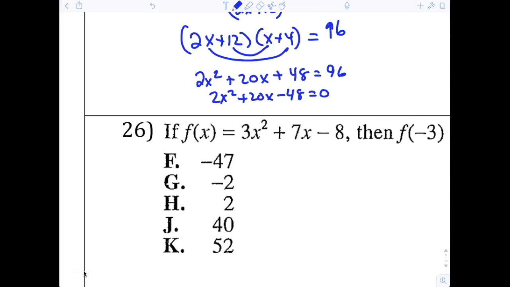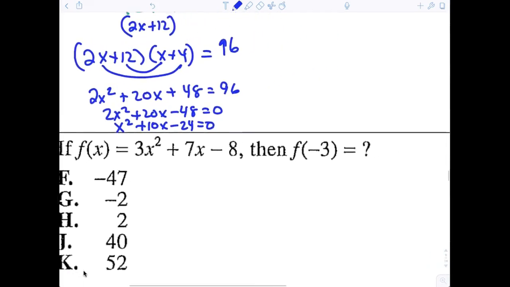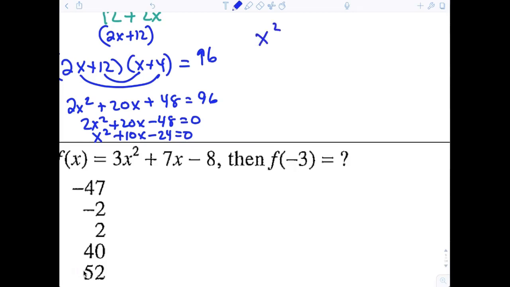Dividing by 2, x squared plus 10x minus 24 equals 0. All right, so now we have to factor that. This one's actually kind of considered hard because there's 2 ways to make 10. 6 and 4, and 12 and 2. Which one is it? 12 and 2. Let's look and double check and make sure you understand what I'm saying.